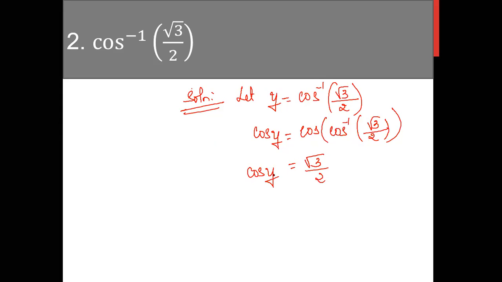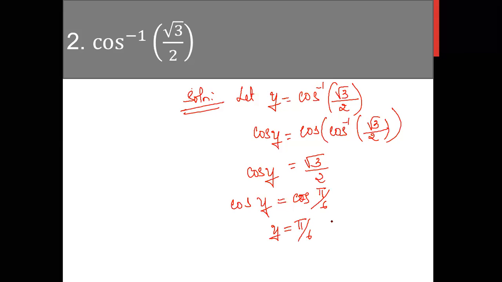At what angle cos takes the value root 3 by 2? 30 degree, that is pi by 6. Good, Nazia. Good, Nitya Lakshmi. Pi by 6. So cos pi by 6 is root 3 by 2. So cos y is equal to cos pi by 6. Which means if you compare, y should be equal to pi by 6.